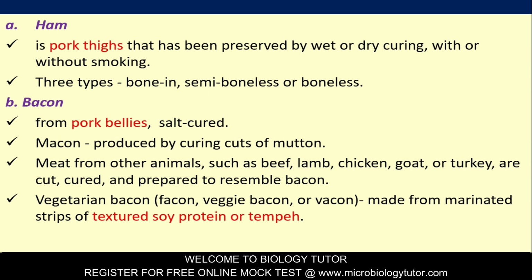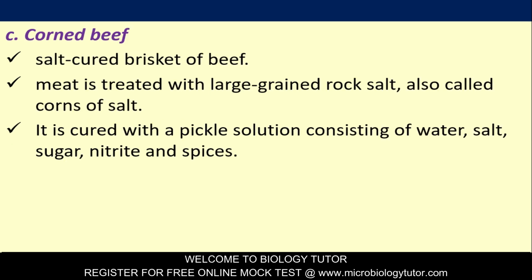Next, bacon from pork bellies that are salt cured. Macon is produced by curing cuts of mutton. Meat from other animals such as beef, lamb, chicken, goat or turkey are cut, cured and prepared to resemble bacon. Vegetarian bacon, also called veggie bacon, is made from marinated strips of textured soy protein or tempeh. You should remember that particular point. It is vegetarian in origin.